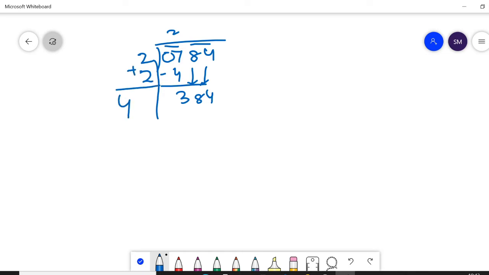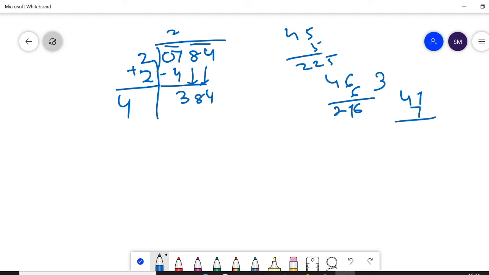Then choose another number which you put here and also here, the same number. Suppose 45 times 5 is 225. No, 384 is more. Then 46 times 6 is 276. No. 47 times 7 is 329. No. 48 times 8: 8 eights are 64, and 64 plus 320 is 384.